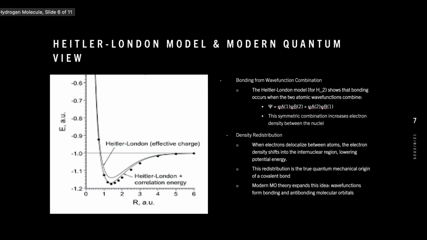Bonding from wave function combination is the Heitler-London model for H2, which shows that bonding occurs when the two atomic wave functions combine, as in the given equation. This symmetric combination increases electron density between the nuclei. Density redistribution is when electrons delocalize and the density shifts into the internuclear region. This redistribution is the true quantum mechanical origin of a covalent bond. Modern MO theory builds on this with bonding and anti-bonding orbitals formed from wave function interactions. Covalent bonding arises from wave function overlap and electron density concentrating between atoms.